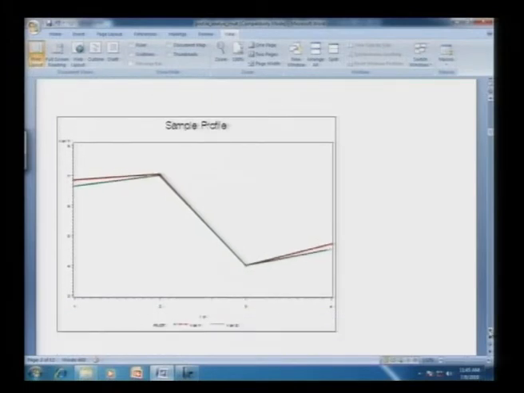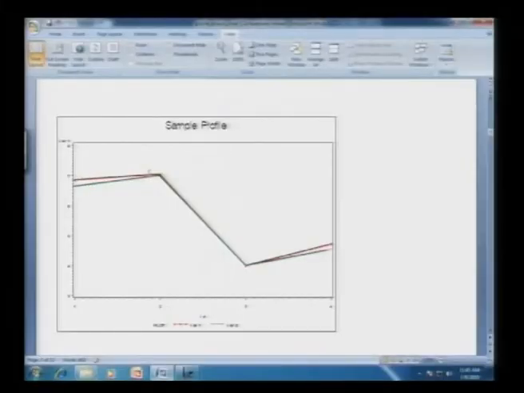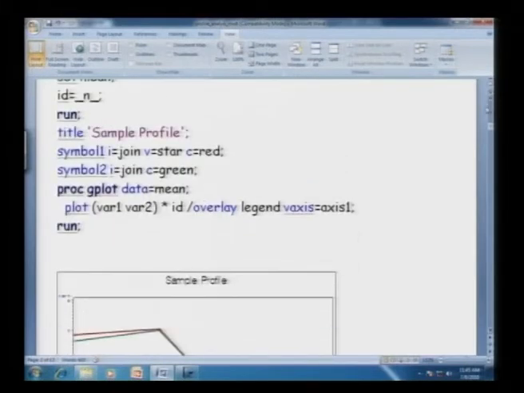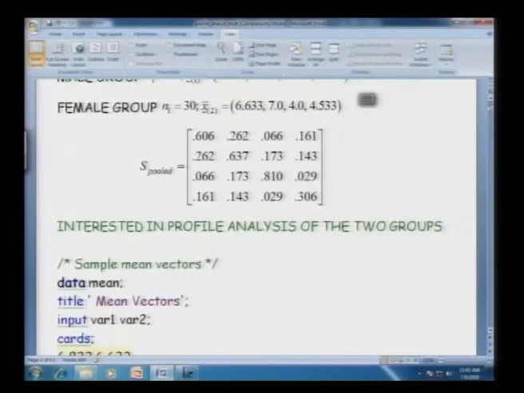Sample profile is what is obtained when we join the points associated with the sample mean vectors of the two groups. So this is the profile for the first group in red color here, and the green color denotes the profile of the second group. This point basically corresponds to the first group. We will have that to be the mean of the first component in the second group there. If we look back at the data, it would be clear what these points actually are.